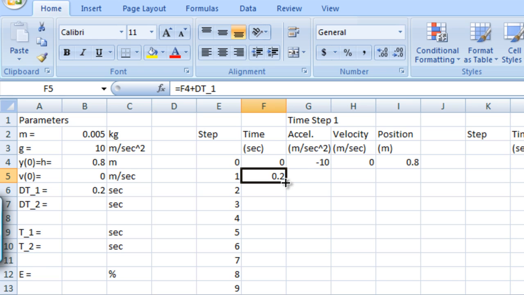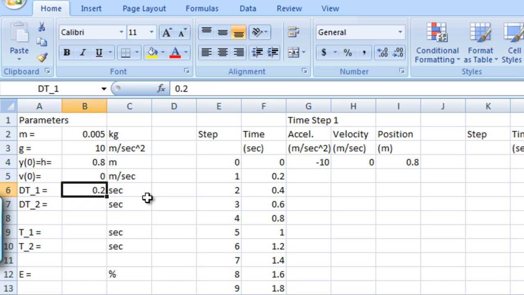I can then copy that and populate the rest of the time column. Now you notice that if I go over here and change delta t to 0.1 seconds, all those times do change, and that's exactly what we want to have happen. All right, I'll change that back to 0.2, and we will next fill in the acceleration column. Now this is a particularly easy problem because the acceleration is the same for all values of time, so we can just copy our minus g all the way down for all of the times.